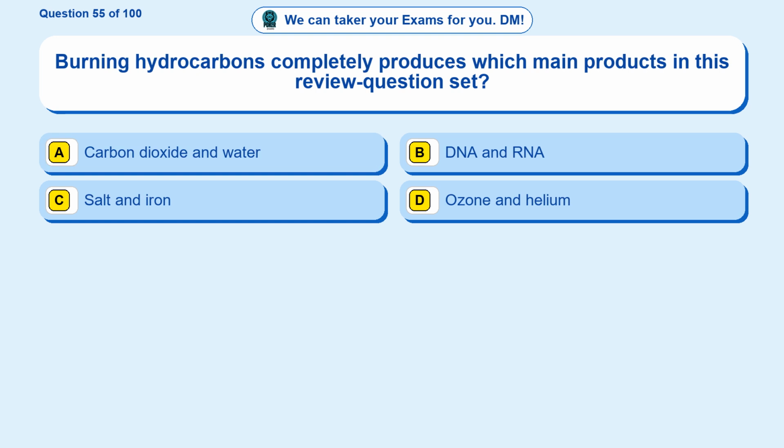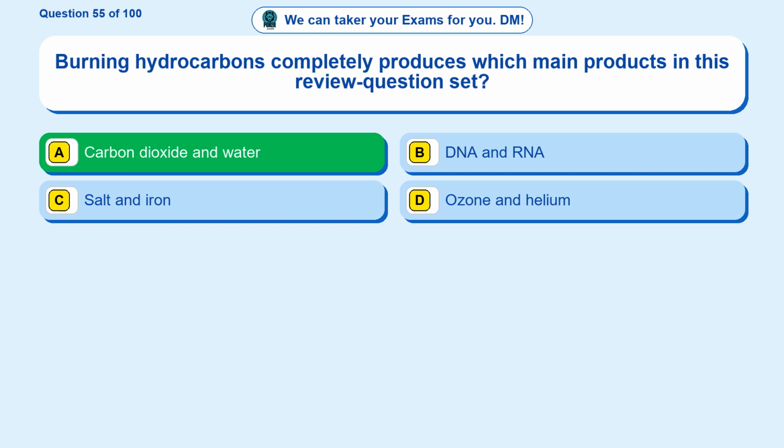Question 55. Burning hydrocarbons completely produces which main products in this review question set? Option A, carbon dioxide and water. Option B, DNA and RNA. Option C, salt and iron. Option D, ozone and helium.